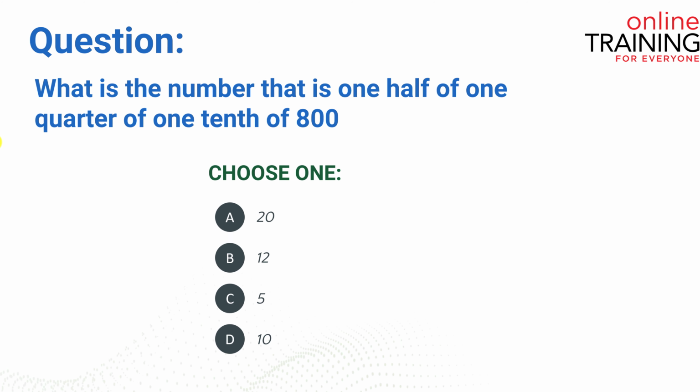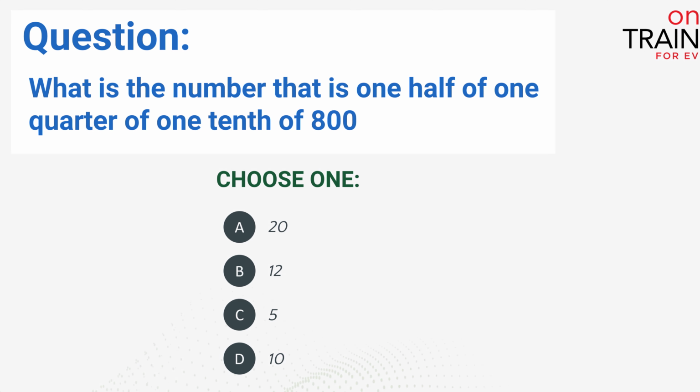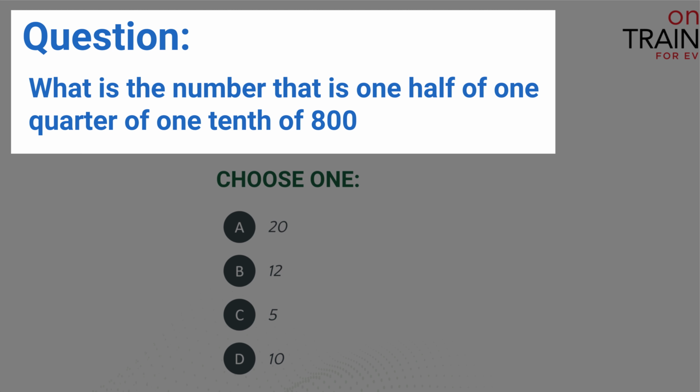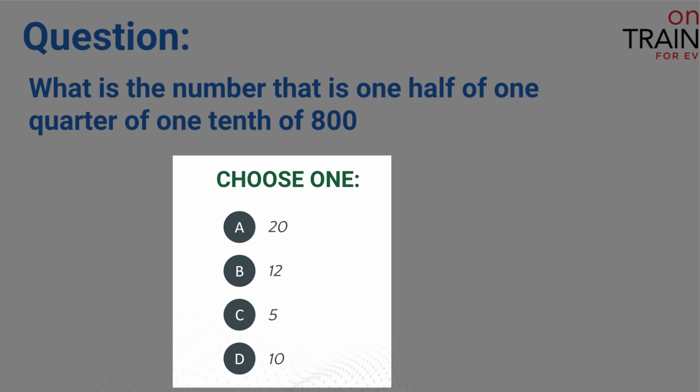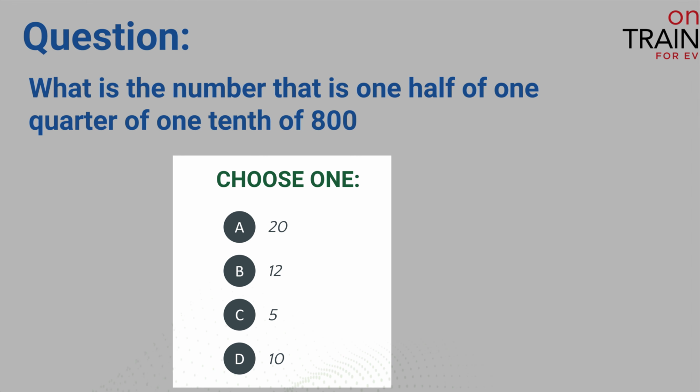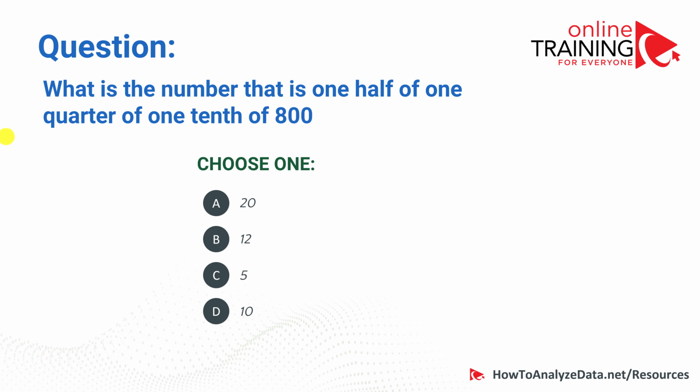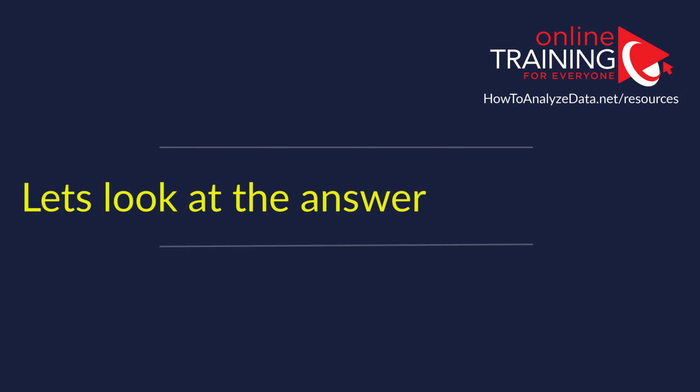And now let's look at the question which is frequently used as part of numerical reasoning tests. What is the number that is 1/2 of 1/4 of 1/10 of 800? And there are four choices: 20, 12, 5, and 10. How would you answer something like this? Let's go ahead and take a look.